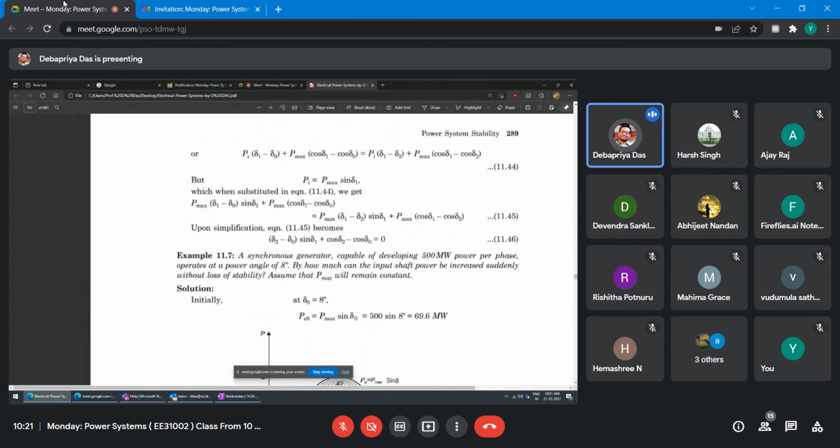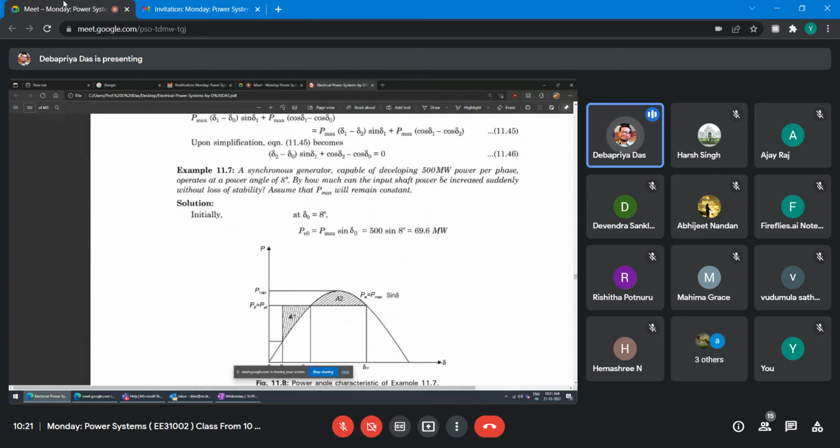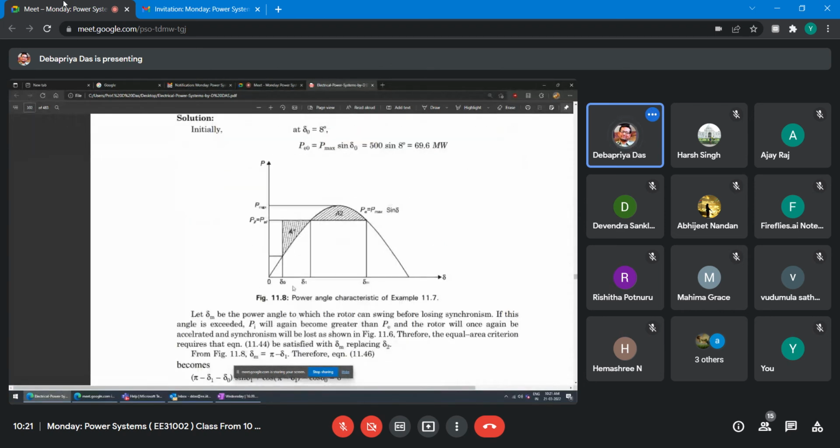Suppose a synchronous generator capable of, I'll tell later. Suppose this is the accelerating area, and then what will be the maximum? So this is Pi, this is the maximum that delta 2 can go. So delta 2 is equal to delta m, right? And from symmetry you can find out the value of delta 1 also, Pi minus delta m. This side is delta 1, and from here to here also, right? So the question is that it can go up to this.